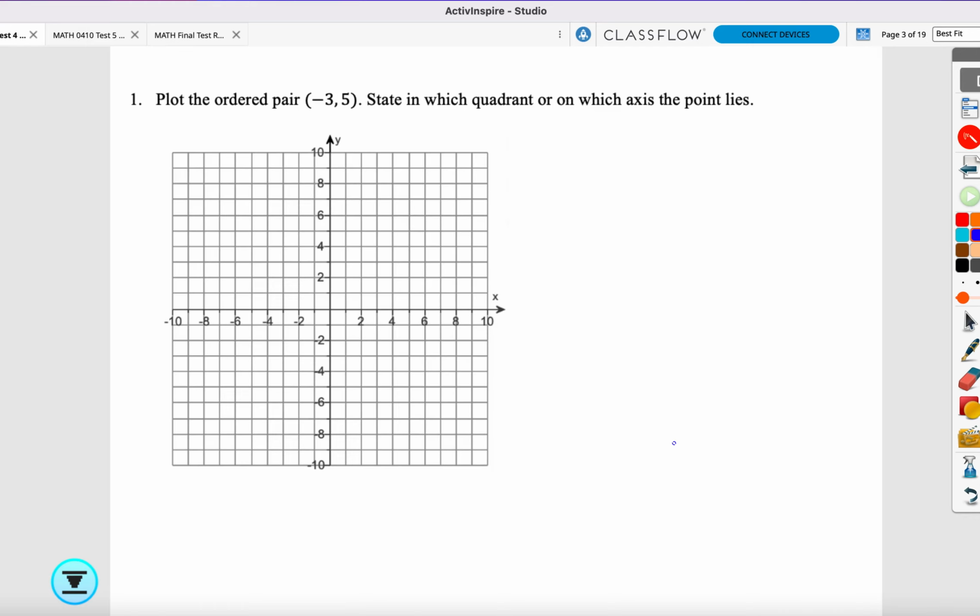All right, number 1. Plot the ordered pair -3, 5. State in which quadrant or on which axis the point lies. So remember, this is the x-axis, the horizontal, and this is the y-axis, the vertical. The point is x, y. So x is -3, which is to the left. 1, 2, 3. -3 is right here. +5 is up. 1, 2, 3, 4, 5. So this is where the point goes. Remember, this is quadrant 1, quadrant 2, quadrant 3, and quadrant 4. So it's in quadrant 2.